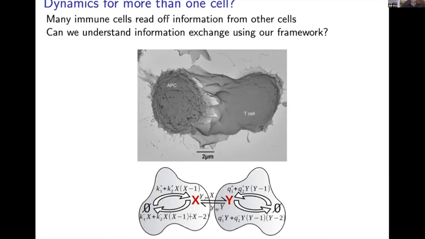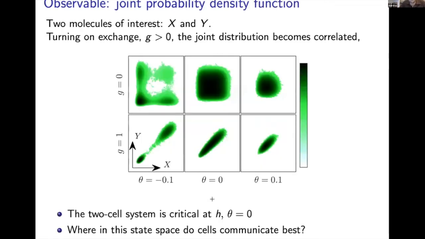Here the reactions are explicit. This is one choice of reactions. One can choose other forms. And now we have this joint distribution of X and Y molecules for the 2 cells, right? And when we consider the joint distribution, we can turn off communication between the cells, so they don't exchange any molecules.